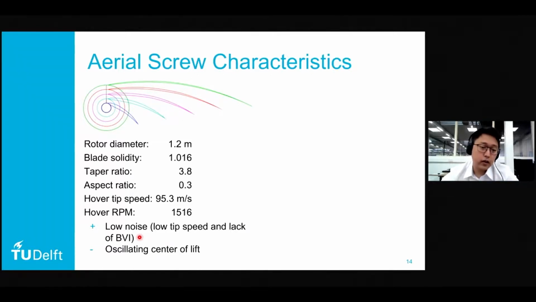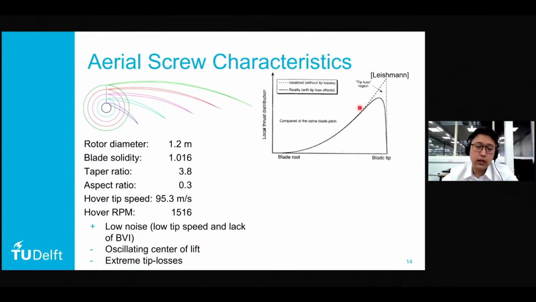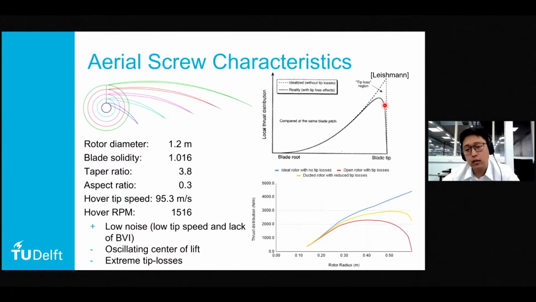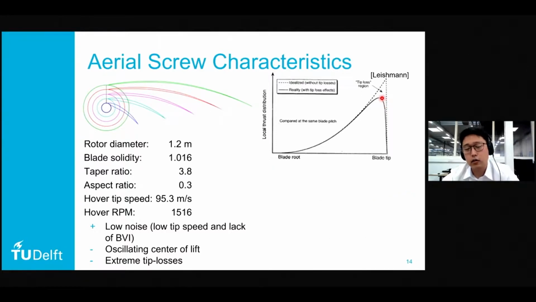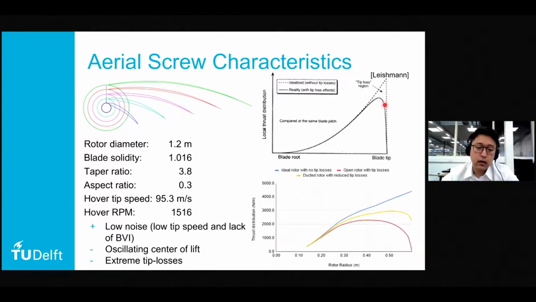Having an inverse taper ratio and squat aspect ratio means we have some extreme tip losses. In this figure from Leishman, you see a typical thrust distribution of a helicopter rotor. As you can see, the tip loss is really localized at the blade tip, and you lose about 10 to 15% of your total lift. However, for Solidity 1, it looks like this. The tip losses actually affect your entire rotor. We lose about 40% of our thrust. And this is why we ended up with a ducted design.